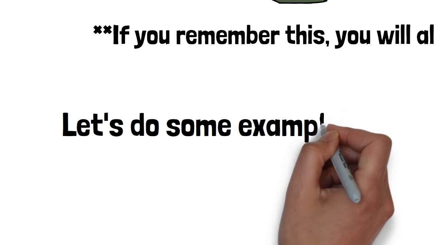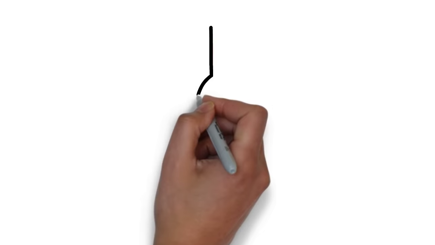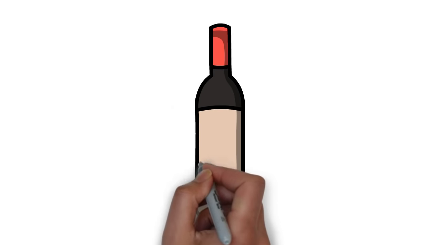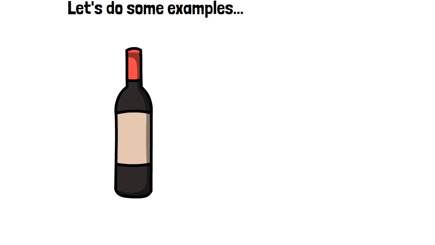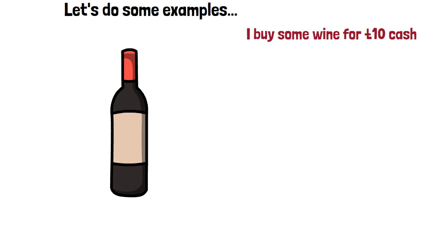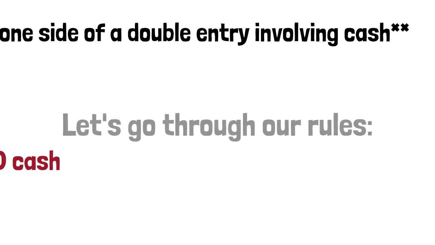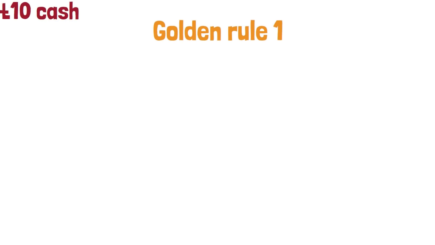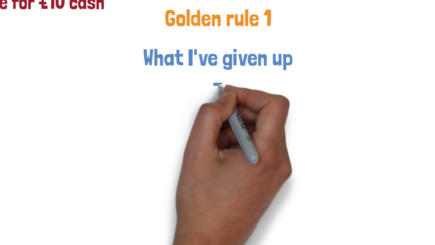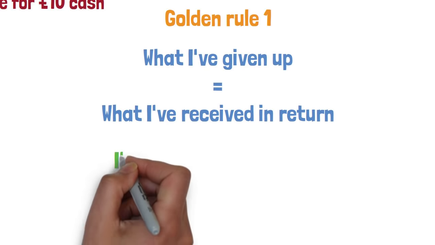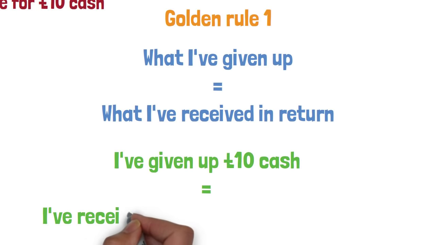Let's try an example. It's been a tough week and I really need a drink, and so I buy a bottle of wine for £10 in cash. How do I account for this? If you don't drink wine, replace it with any type of beverage of your choice. But let's go through our rules first. So rule number 1, what I've given up must equal what I've received in return. Well, let's put this in context. I've given up £10 in cash and I've received a bottle of wine in return.